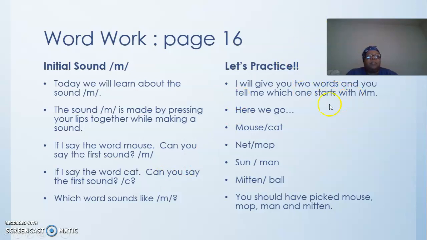Okay, now let's practice. I will give you 2 words and you tell me which ones start with m. Here we go. Mouse, cat, net, mop, sun, man, mitten, ball. You should have picked the words mouse, mop, man, mitten. If you're having trouble, review the words and go over them again with your family and try to pick the ones that have the m sound.